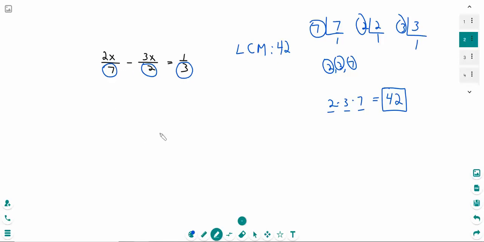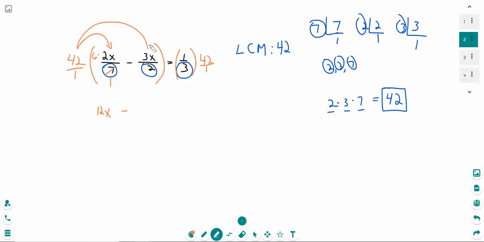Okay, so now we're going to multiply everything by 42. So we multiply this side by 42, and we multiply this side by 42. And if we set that as a fraction, 42 over 1, that's fine. And then we can cross cancel. So 7 can go into itself once. It can go into this 6 times. So then multiplying this through, we'd have 6 times 2x, which is going to give us 12x. And again, it's over a 1, which just means 12x.